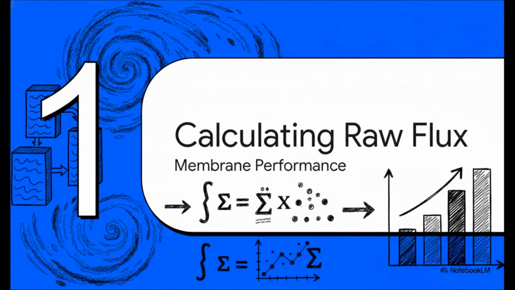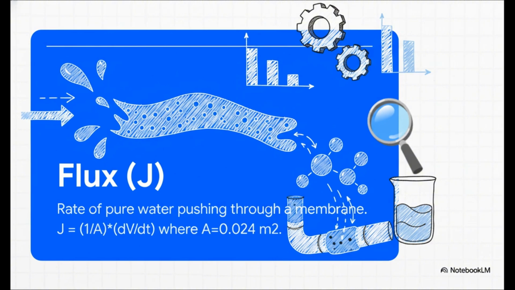Section 1. Calculating membrane raw flux. Let's transition from the physical process over to the actual mathematical foundation that engineers use to measure it. Now, to measure performance, we use what's called flux, or J. This is essentially the rate at which pure water pushes through the membrane. The formula itself is pretty simple. J equals 1 divided by the membrane area, that's A, multiplied by the change in volume over time.